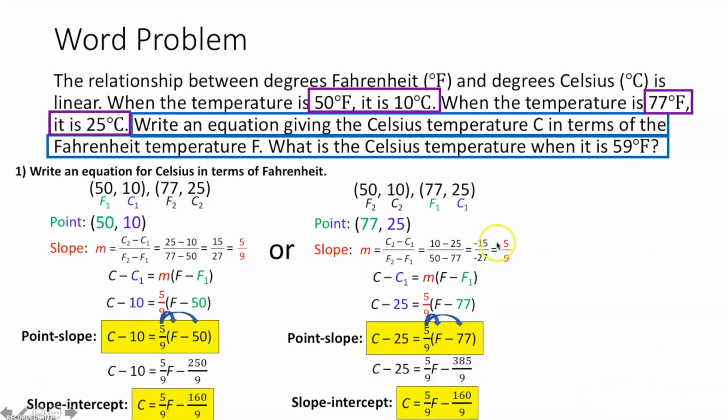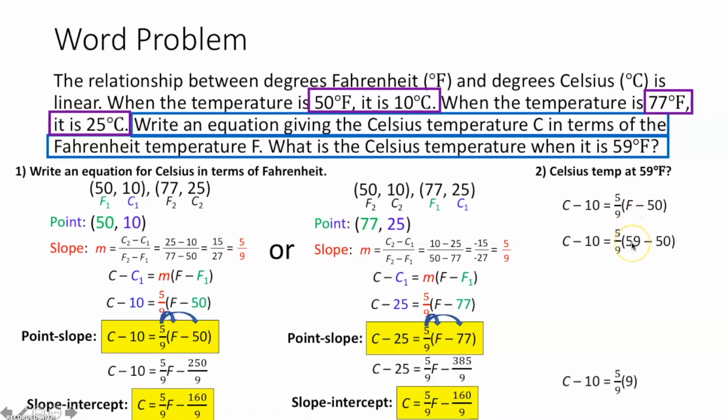Now, all I have to do is figure out what the Celsius temperature is when it's 59 degrees Fahrenheit. So, I'm going to take this and I can plug it in for f in any of these 4 equations. Now, here's the deal. I can use these guys, but look at these y-intercepts. I don't want to deal with that. So what I'm going to do instead is I'm going to use one of these 2. They're a lot easier to work with. So I'm going to plug in to this equation right here. I'm going to plug in 59 for my Fahrenheit.